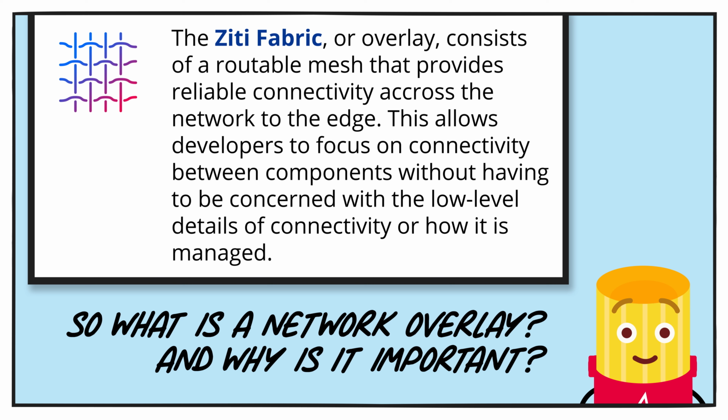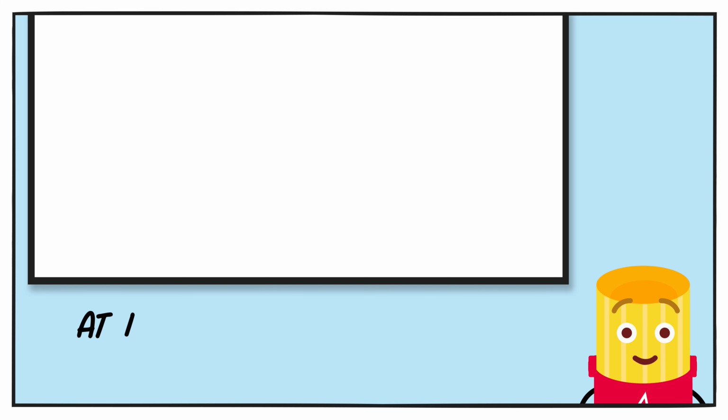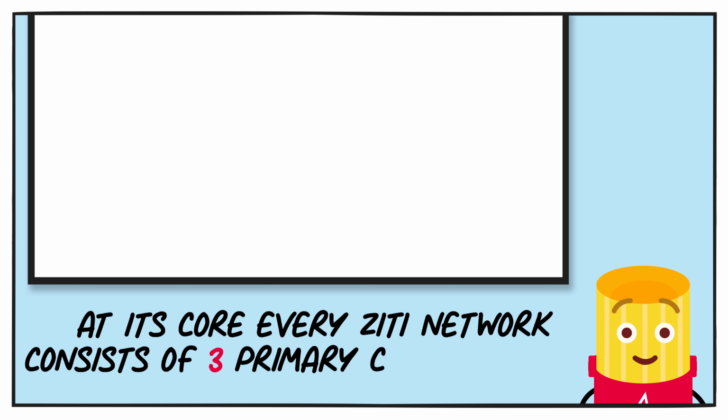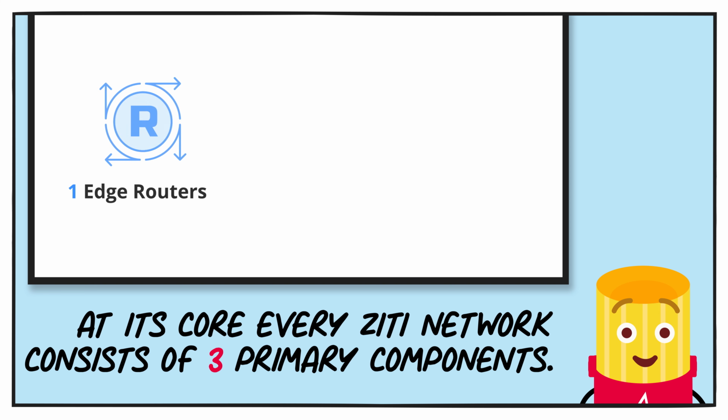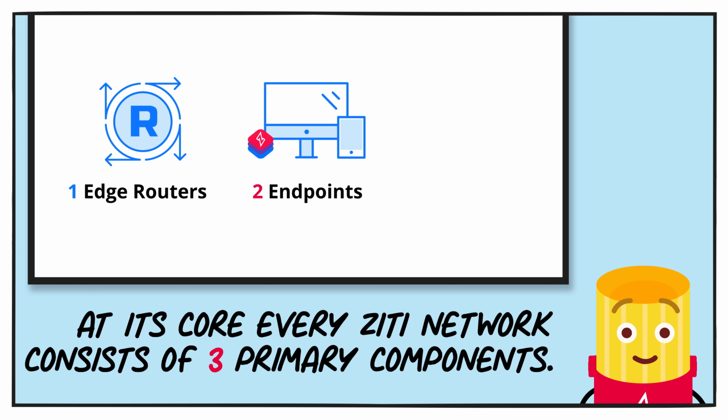Your application's data travels over your own private Ziti fabric. Ziti takes care of routing around slow spots, ensuring your data gets there, and most of all, Ziti will only send data to or from an authenticated source. That's zero trust built right in. At its core, every Ziti network consists of three primary components: edge routers, endpoints, and services.